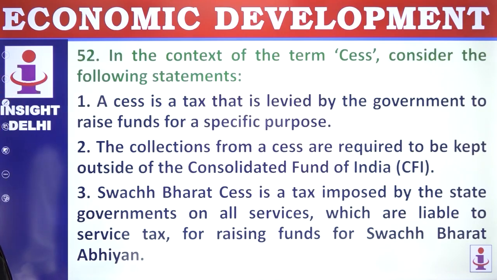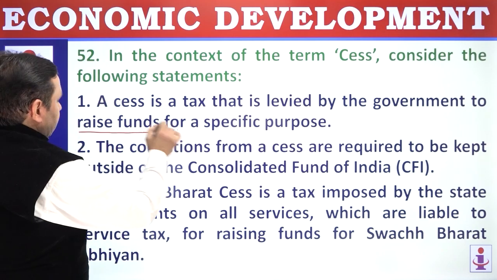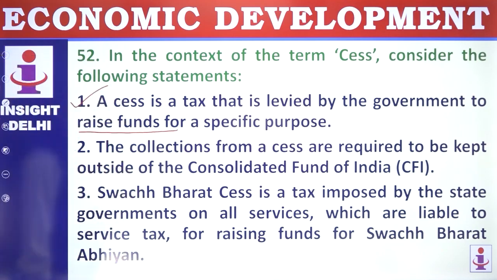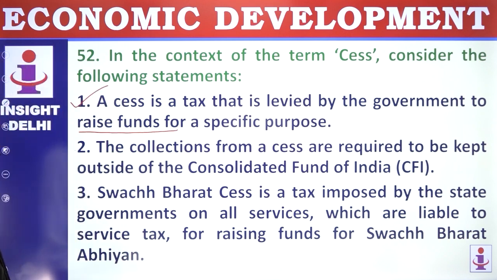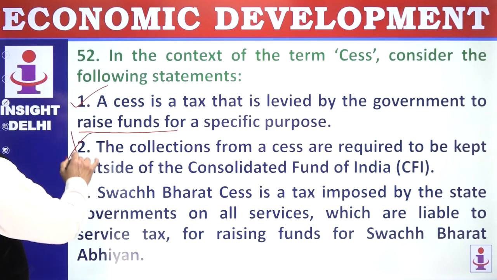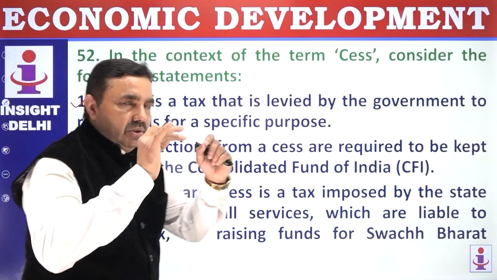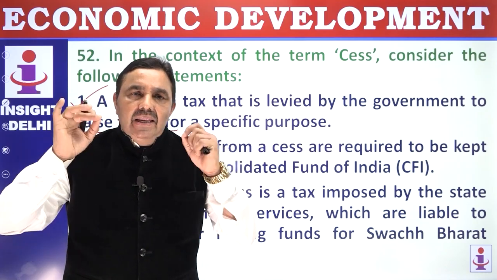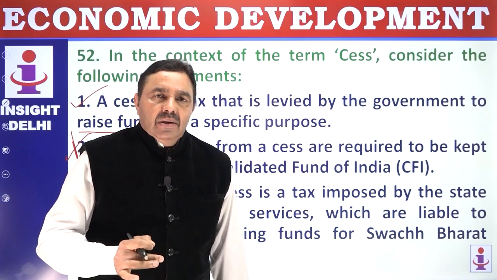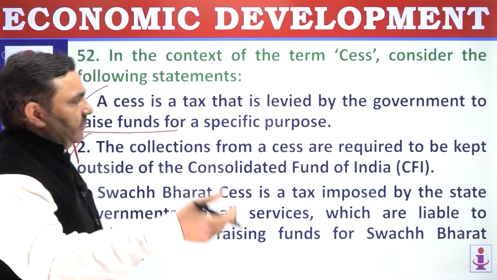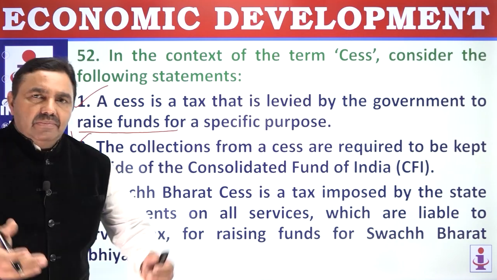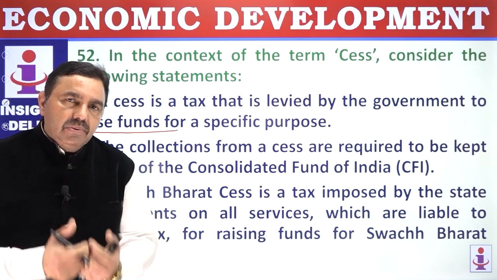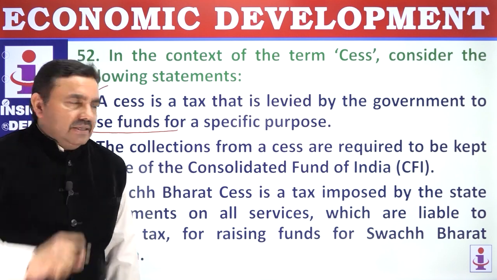In the context of the term cess, consider the following statements. A cess is a tax that is levied by governments to raise funds for a specific purpose. That's correct. Education cess, sanitation cess, all those kinds of things you have to keep in mind. The collections from a cess are required to be kept outside. No. Anything that government gets has to go to CFI, the Consolidated Fund of India. Any income of government has to go to CFI. Now from CFI, if money is coming from cess, you can withdraw by taking the permission of Parliament and use it for that purpose only. The money coming for a particular purpose can be used only for that particular purpose. That is a limitation with cess.